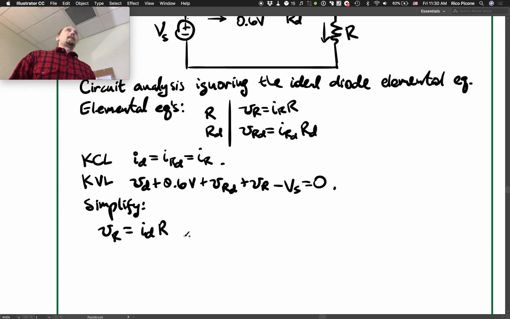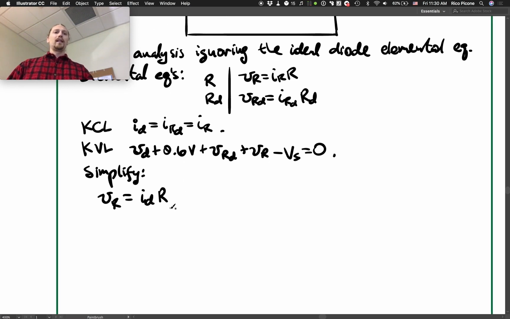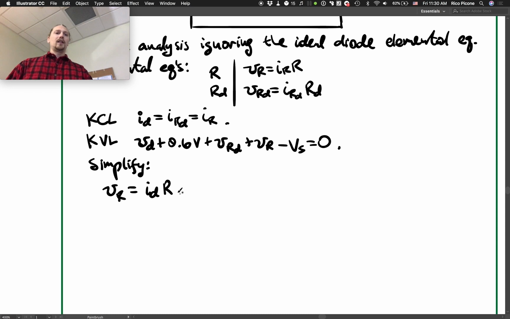And when ID is 0, we know VR is 0. So that's an immediate thing that pops out. But we don't want to just stop there. We want another version of VR in terms of VD. Because in the other case, we're going to assume that VD is 0, right? So we want another expression in terms of VD. So let's take this as equation 1, we'll call it.